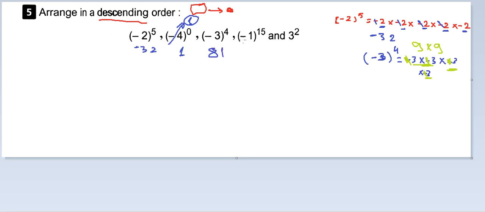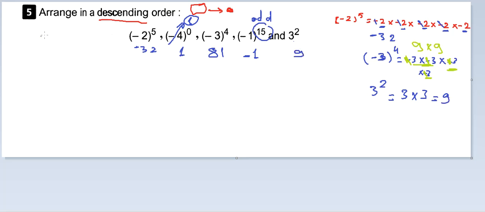Here we have negative 1 to power 15. 15 is an odd number, so the sign will stay. It will be negative 1, meaning negative 1 times negative 1 times negative 1, 15 times. Then 3 to power 2. What's the meaning of 3 to power 2? It means 3 times 3, and 3 times 3 equals 9.